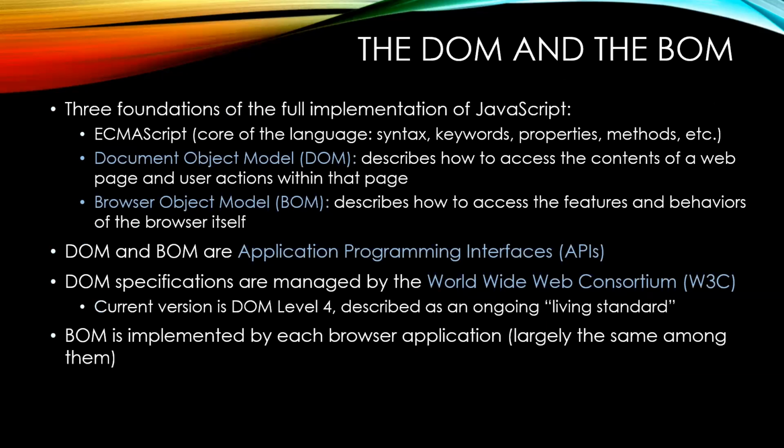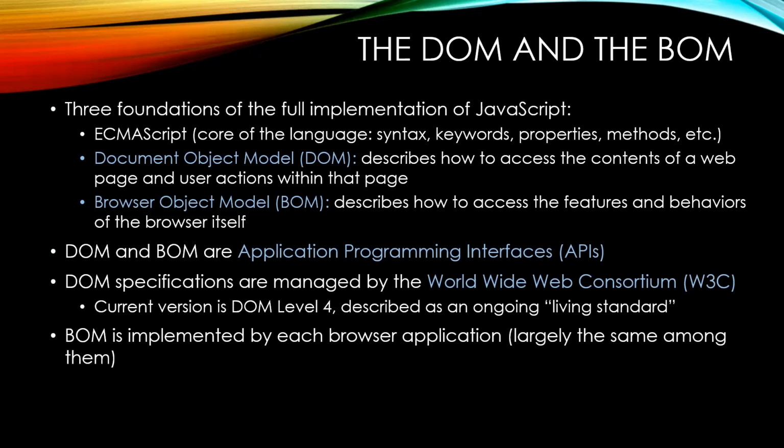In JavaScript, we have two different models. We say we have a DOM and a BOM. The DOM is the document object model, and that describes how to access the contents within the web page and what user actions can be done within the web page. Now, the BOM, or the browser object model, is going to describe how to access the features and behaviors of the browser itself. They're both considered APIs, or application programming interfaces. That is how you are going to get a handle in and connect your JavaScript to the web page.